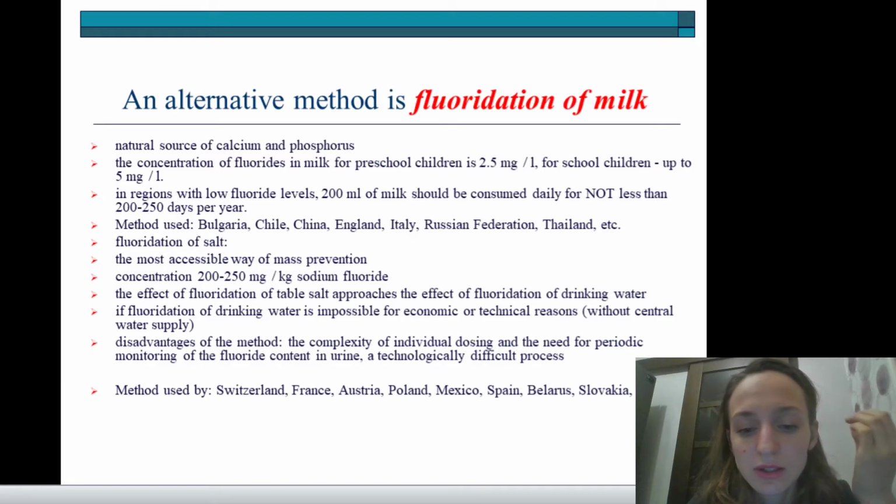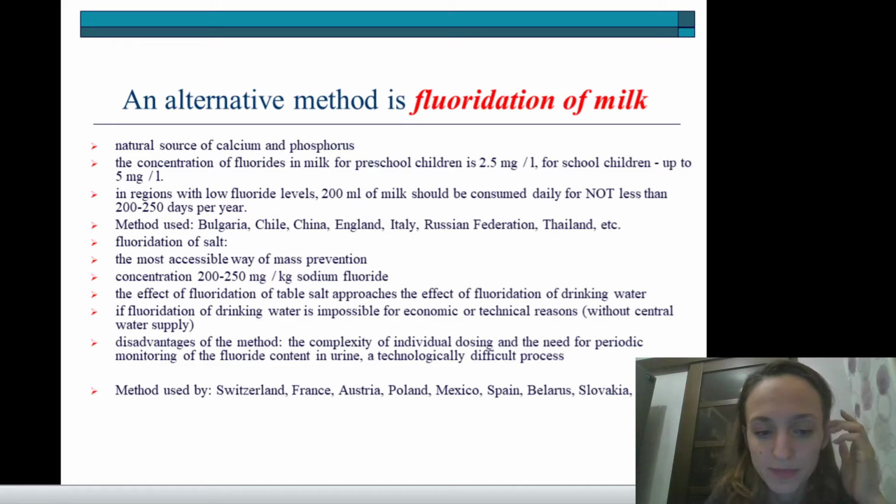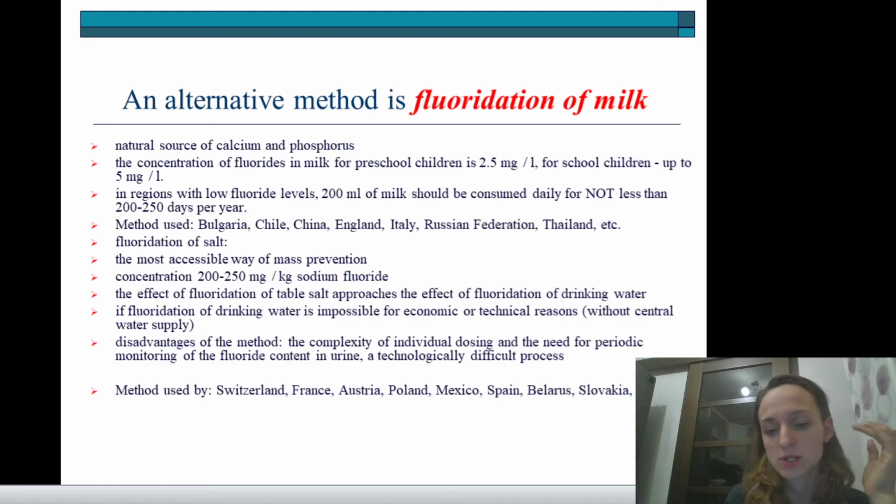in urine. Technologically, it's a very difficult process. And you can see what countries use this method.